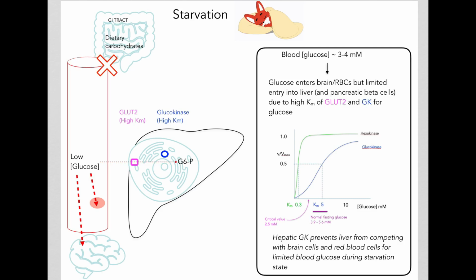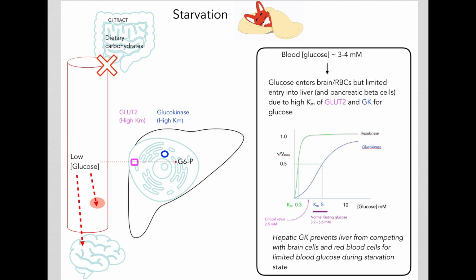So this is a very important physiological function of the liver. We don't want the liver to compete with the brain as well as the red blood cells when there is very low blood glucose concentration, and that's something we see during the starvation state.